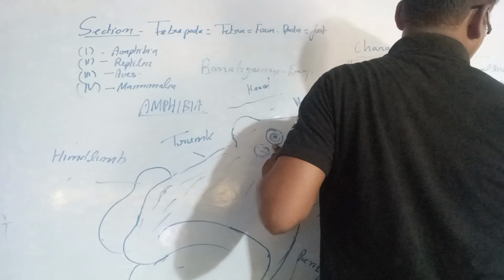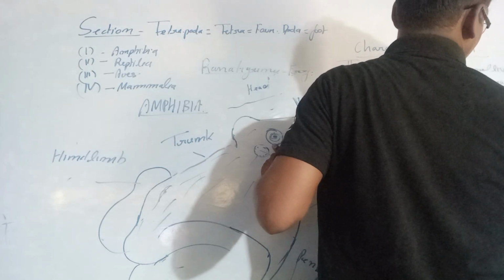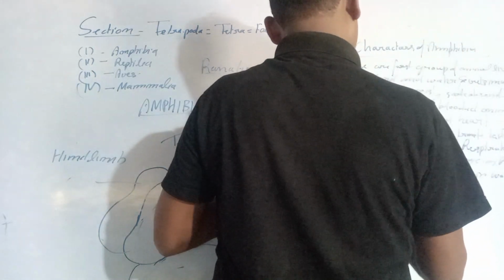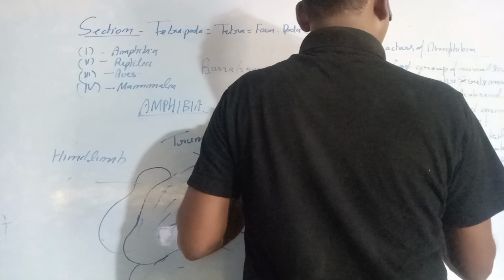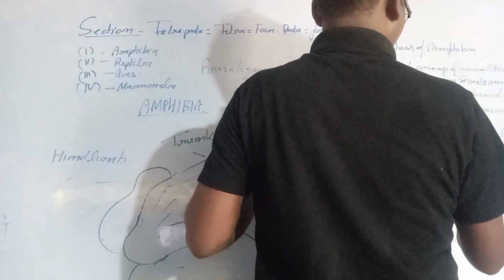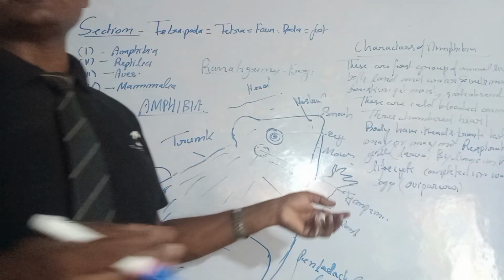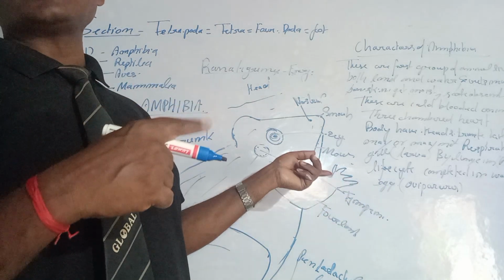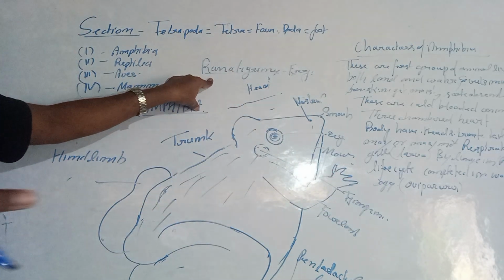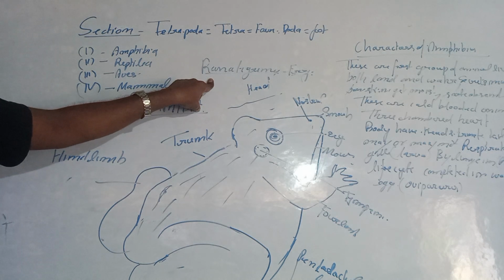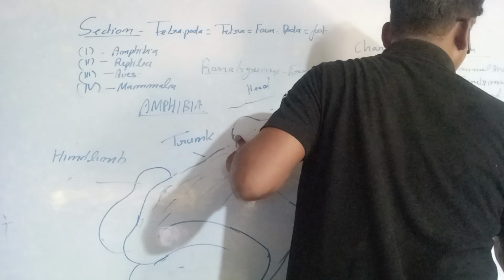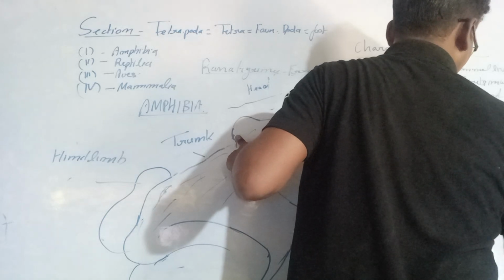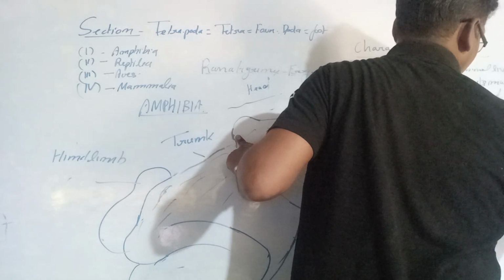in water. They lay eggs, that is why they are called oviparous, egg-laying animals. And on the basis of that, these animals are oviparous. They have four limbs.